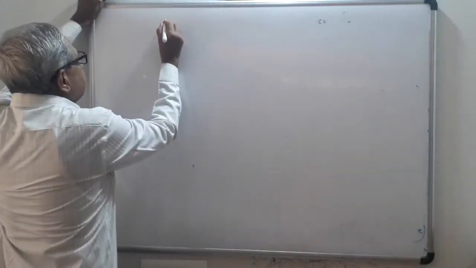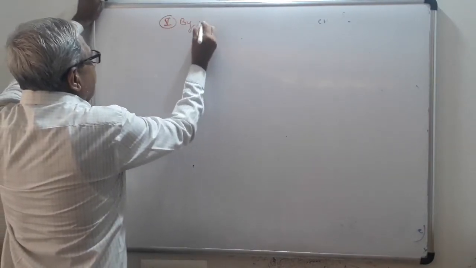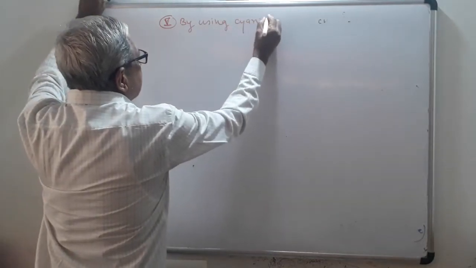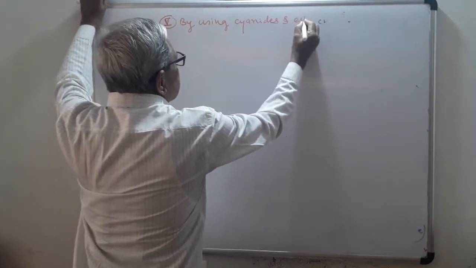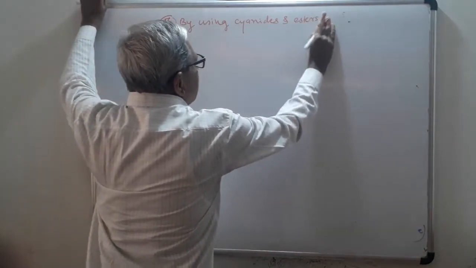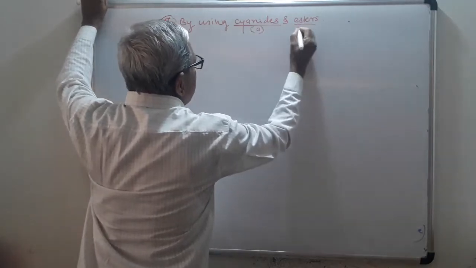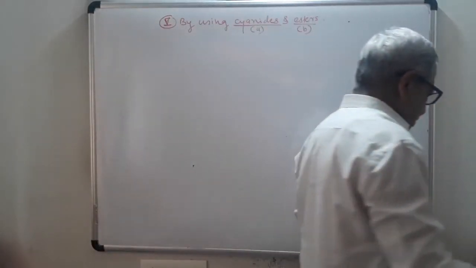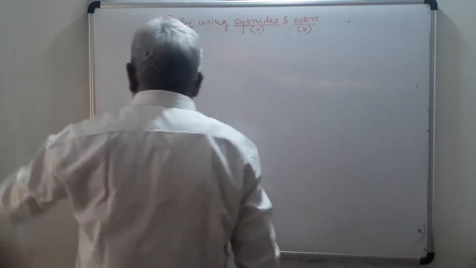Fifth method, by using cyanides and esters. I will make here 2 parts. A part by using cyanide, B part by using ester. So see the A part, by using cyanides.